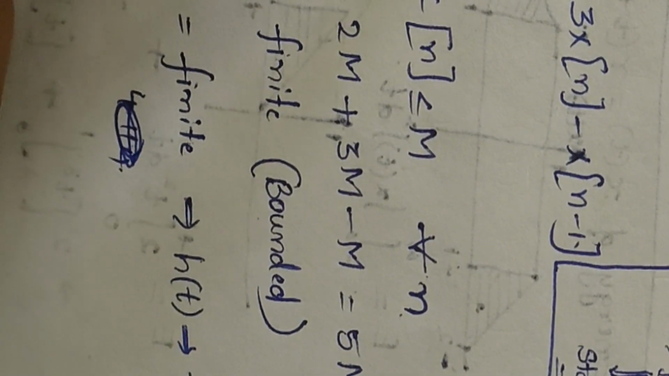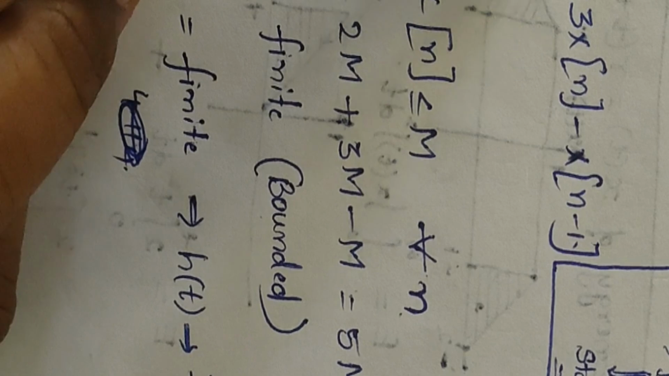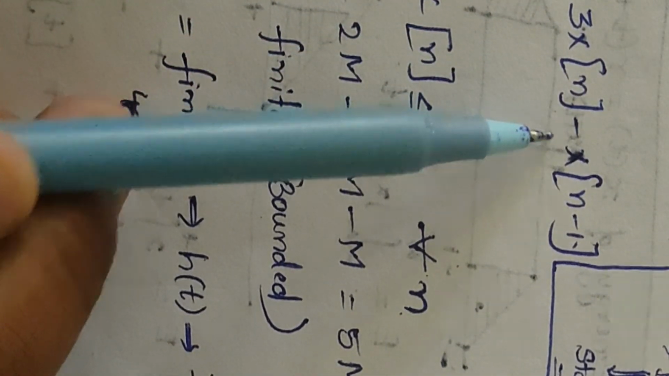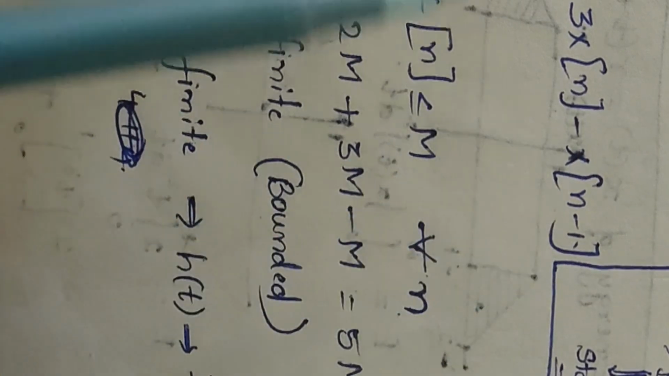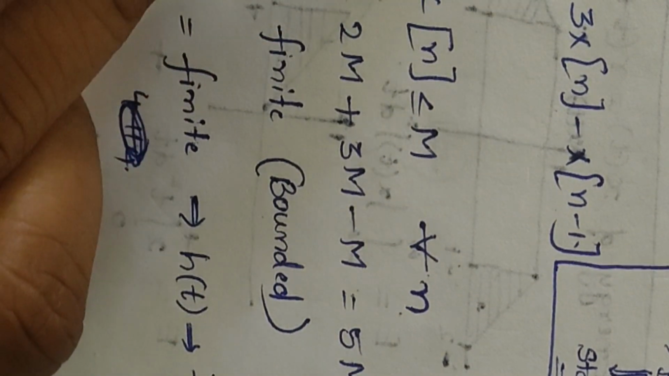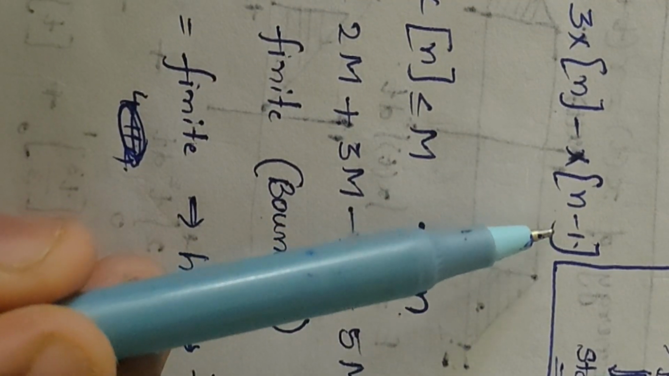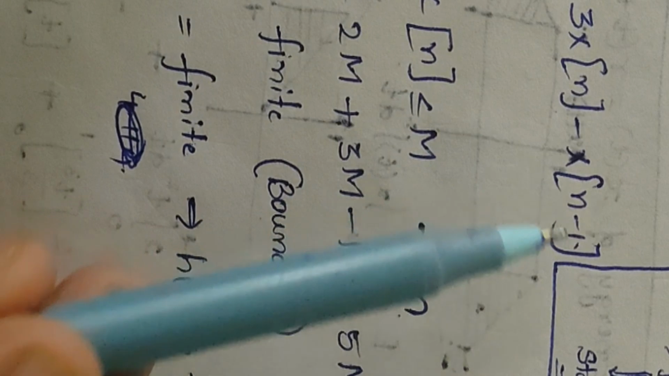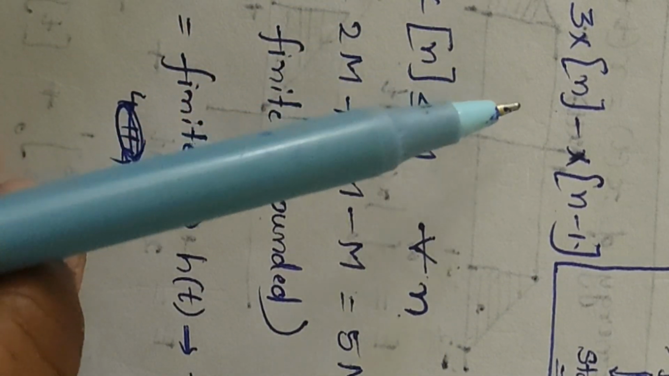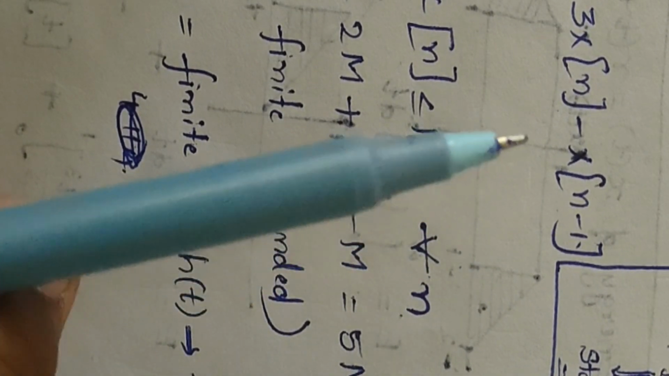In this question, he has given y of n equals 2 into x of n plus 1 plus 3 into x of n minus x of n minus 1. Here n plus 1 represents that the output depends upon future values. N minus 1 represents that the output depends upon past values. If an output depends upon the present, past and future values, then the system is non-causal.